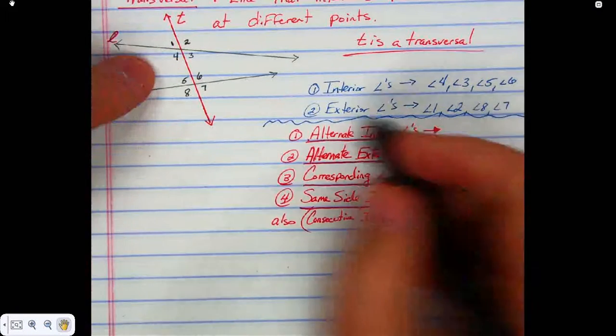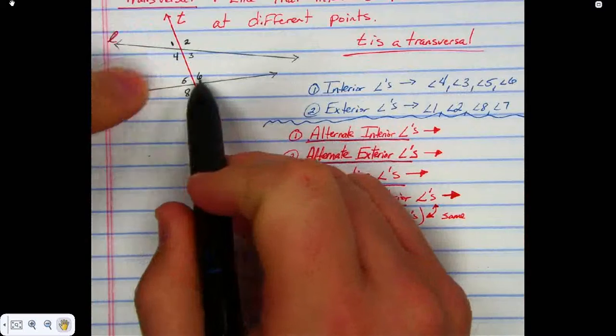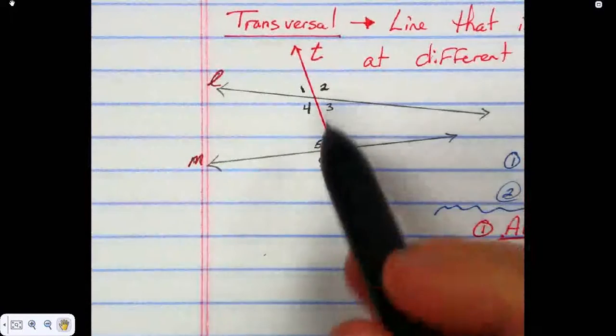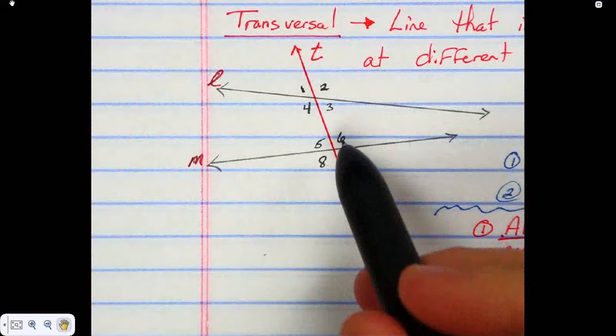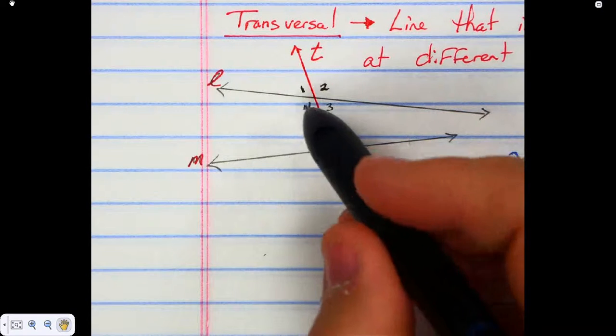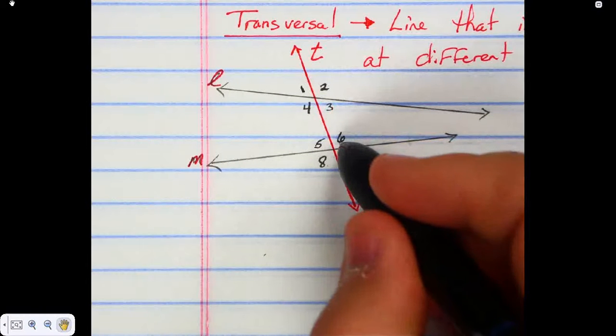So, our four interior angles are 4, 3, 5, and 6. Would everyone agree with that? 4, 3, 5, and 6. If these are our interior angles, which ones would make sense that were alternate? 4 and 6. 4 is on the alternate side of 6, isn't it?